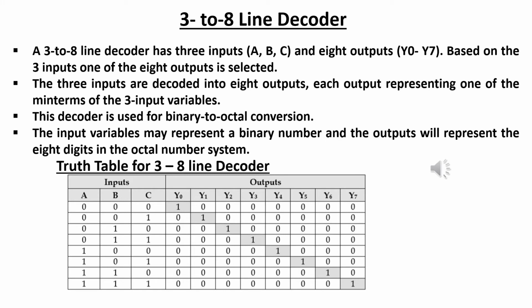Similarly, Y3 is activated when B and C are equal to 1. Y4 is activated when A equals 1. Y5 is activated when A and C are equal to 1. Y6 is activated when A and B are equal to 1. And Y7 is activated when A, B and C are all equal to 1.